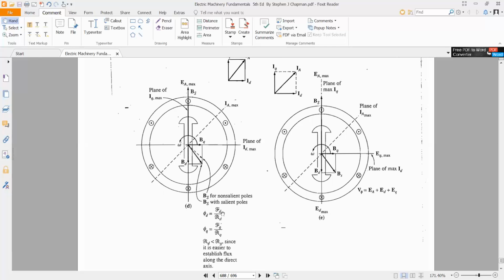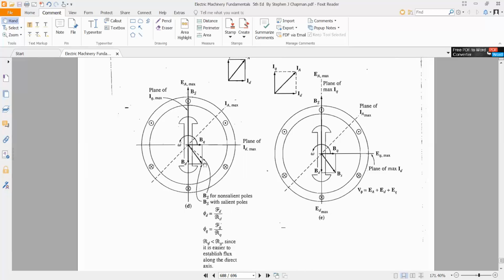It is equal to the direct axis magnetomotive force divided by the reluctance along the direct axis. Similarly, the quadrature axis flux is equal to the quadrature axis magnetomotive force divided by the reluctance along the quadrature axis. Since the reluctance along the direct axis is less than the reluctance along the quadrature axis, it is easy to establish the flux along the direct axis.